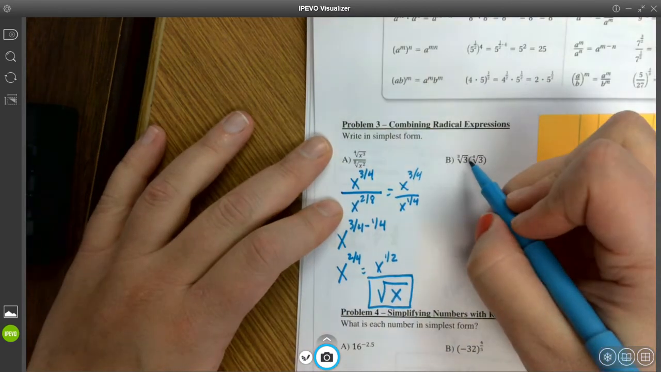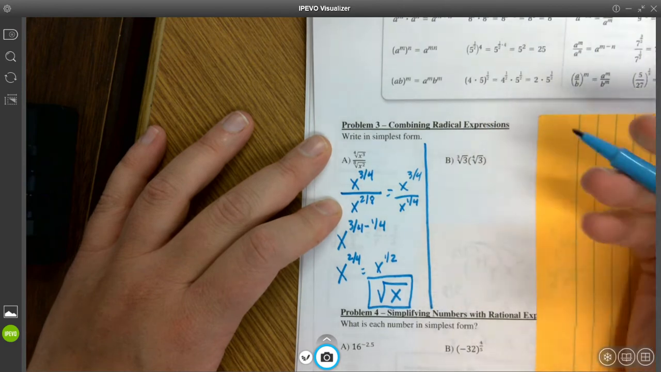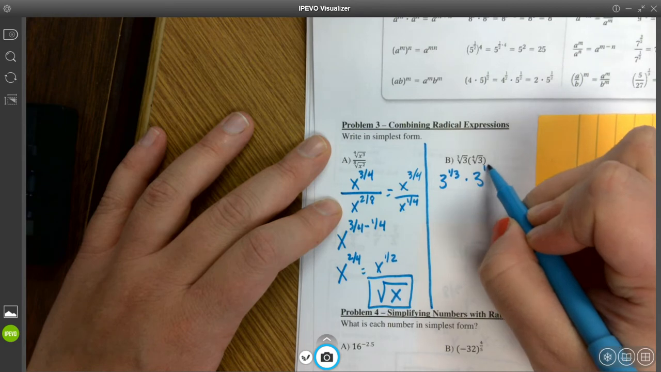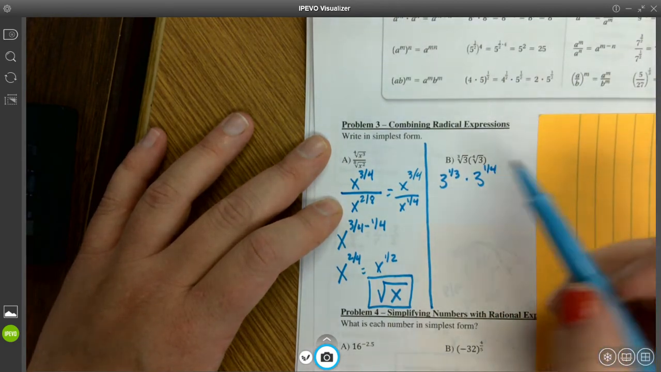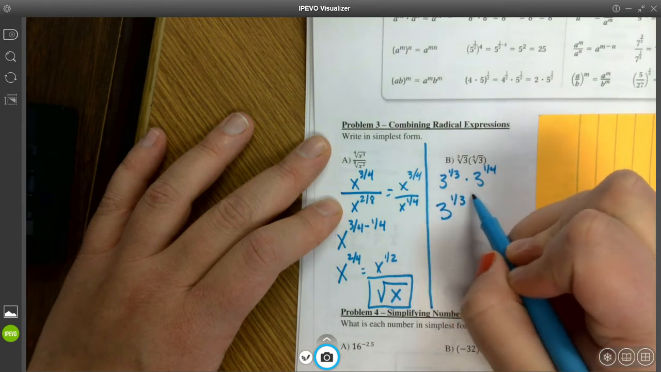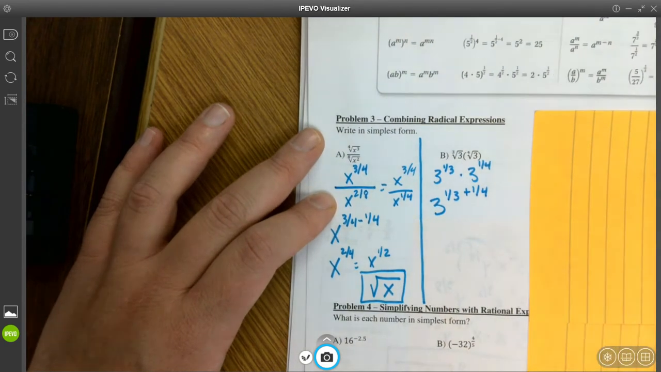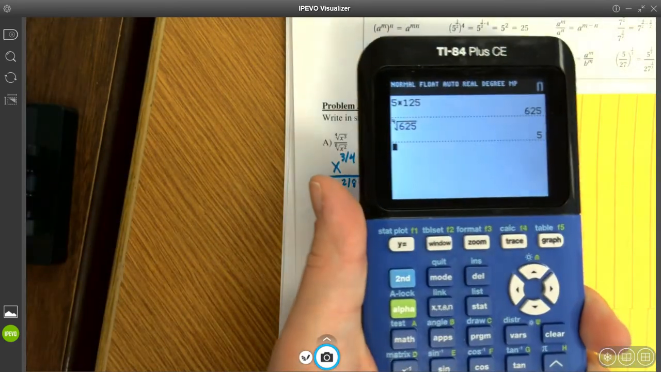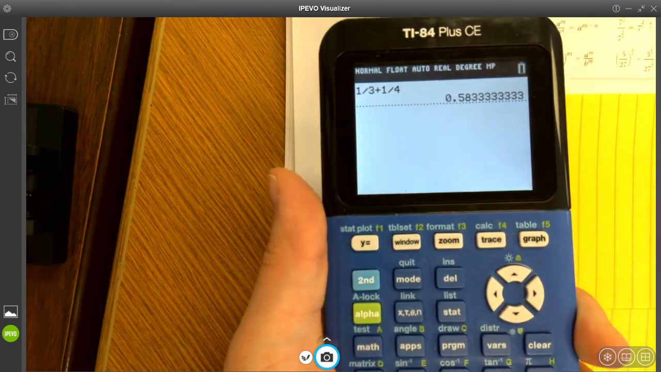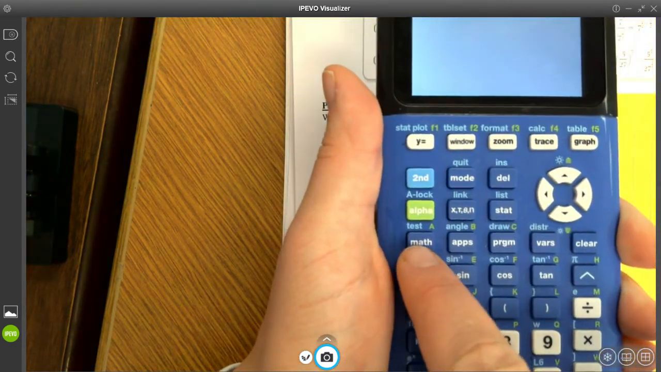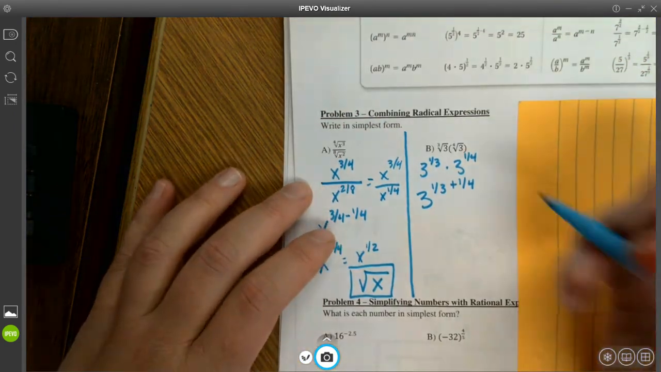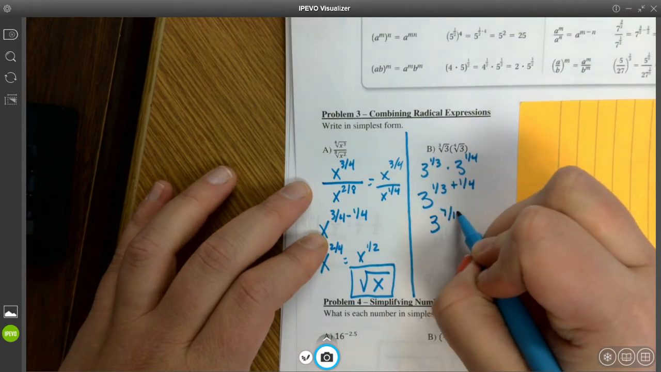So the second one, now we're dealing with numbers. This is going to be 3 to the 1/3 times 3 to the 1/4. Same base. You're multiplying with the same base, so now you're going to be adding your exponents. 1/3 plus 1/4. Just because I don't want to use my brain too much, I'm going to use the calculator: 1/3 plus 1/4. You shouldn't have a decimal, so change it to a fraction. I get 7/12. 3 raised to the 7/12.